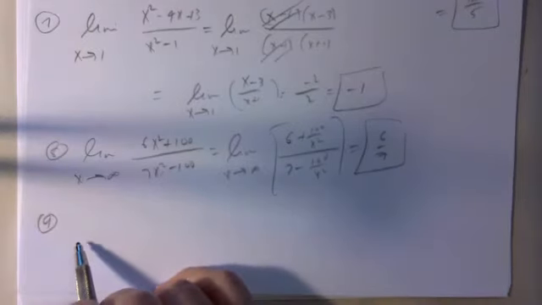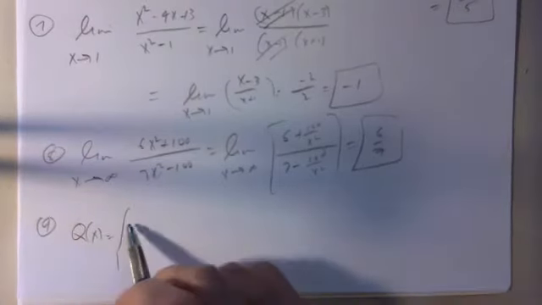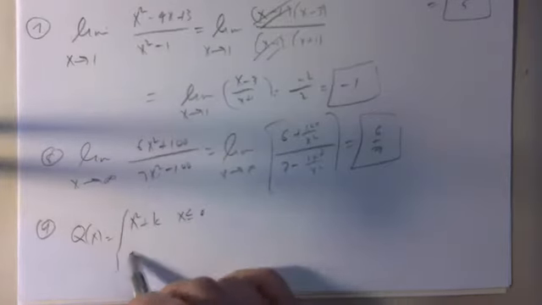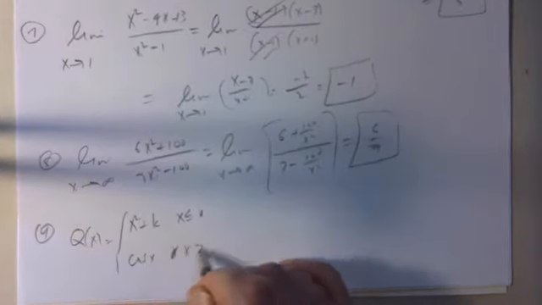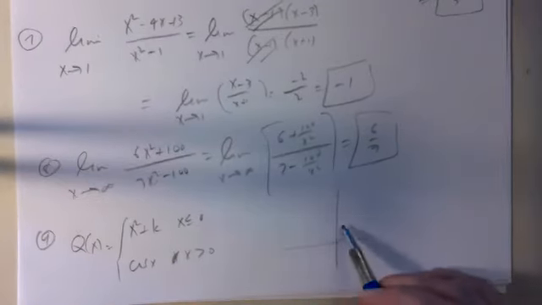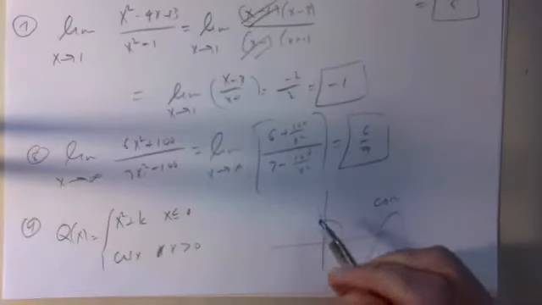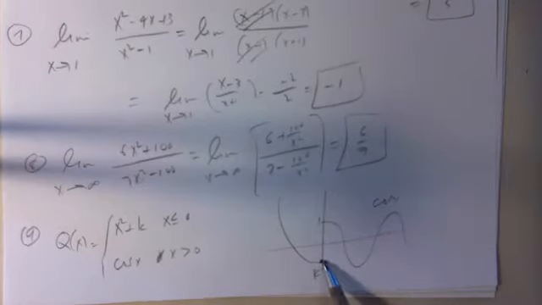Problem 9, we have a function q of x defined as follows. It's x squared plus k if x is less than or equal to 0, and cosine x if x is greater than 0. So the cosine looks like that. And x squared plus k is a parabola, which is equal to k when x is equal to 0.